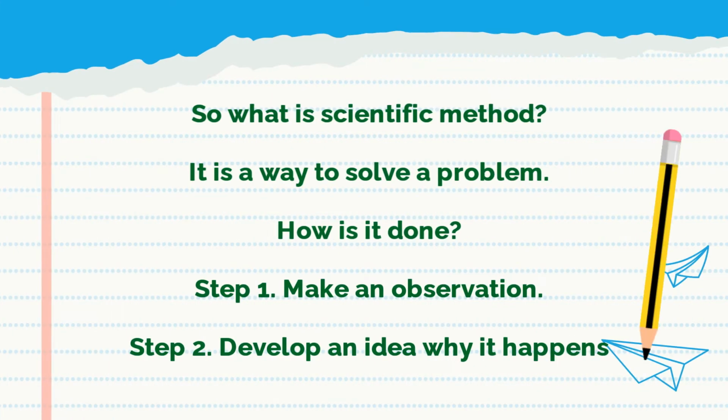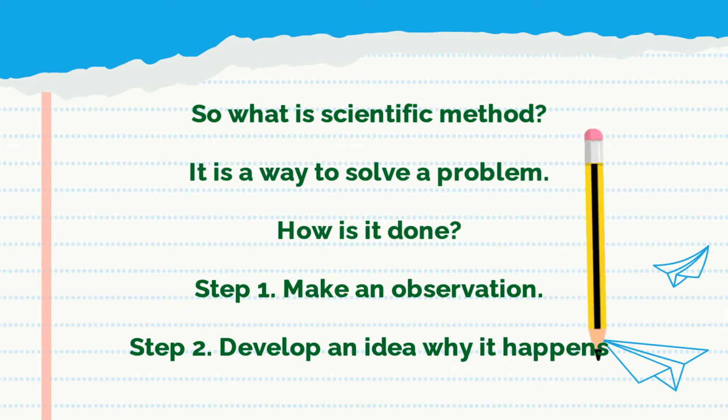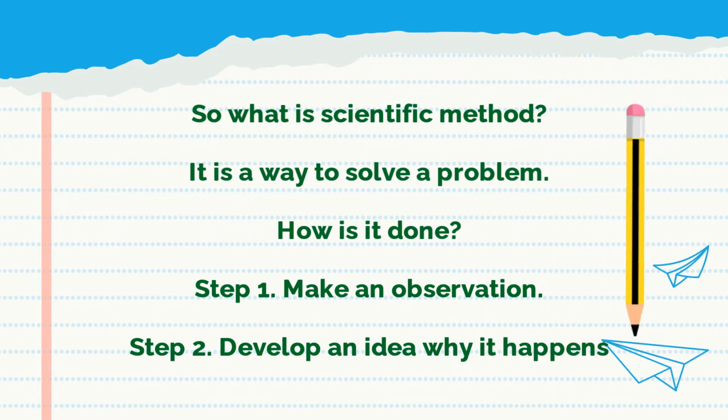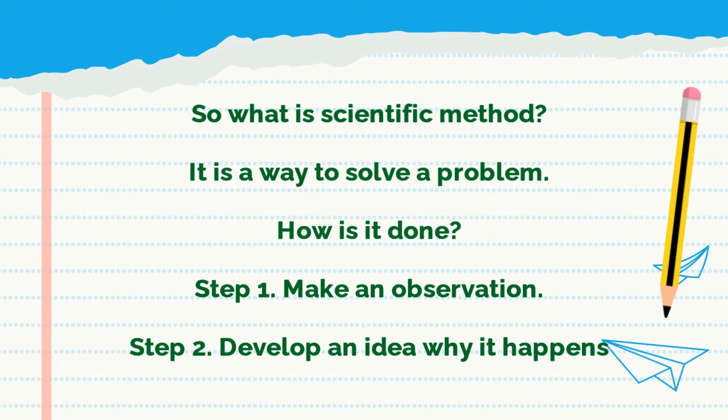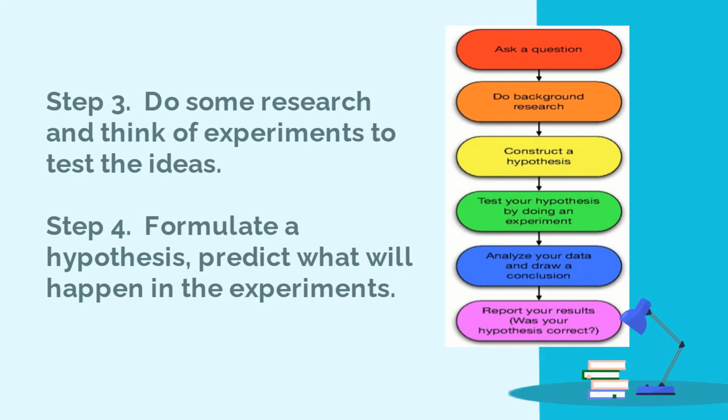So what is scientific method? It is a way to solve a problem. How is it done? Step 1. Make an observation. Step 2. Develop an idea why it happens. Step 3. Do some research and think of experiments to test the ideas.